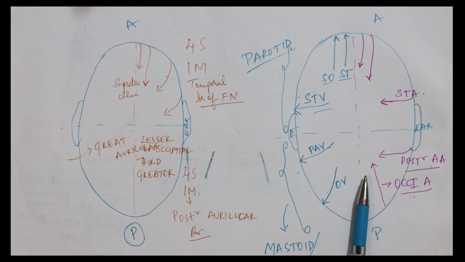So these are the major features that you should know in this chapter of the scalp. What are the various layers? What is present in each layer? Which is the dangerous area of the scalp? What is its nerve supply, sensory and motor? What is its blood supply, arteries and veins? And what is the lymphatic drainage?